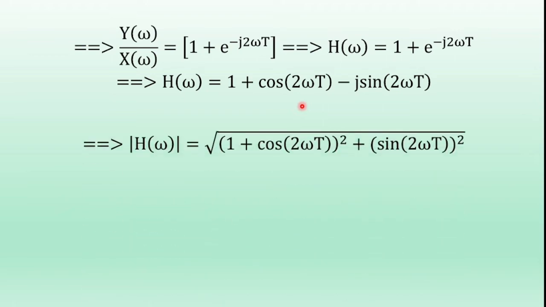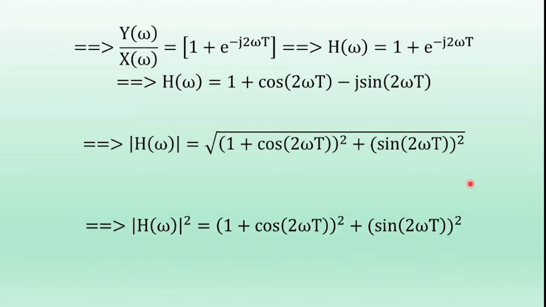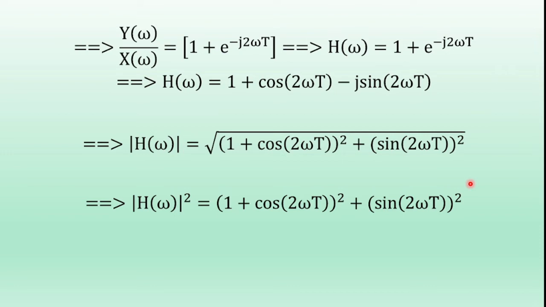Now taking magnitude on both sides, the magnitude of h of omega is equal to the square root of real part square plus imaginary part square. The real part is 1 plus cos 2 omega t whole square plus the imaginary part sin of 2 omega t whole square. Taking the square on both sides, the square root and square cancel. The magnitude of h of omega whole square equals 1 plus cos of 2 omega t whole square plus sin of 2 omega t whole square.